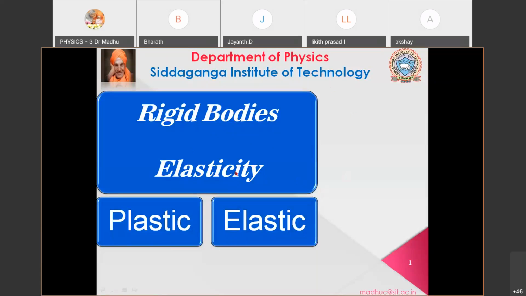So in elasticity, there are two things: one is plastic and then elastic. We'll be more interested in elastic materials than plastic materials. Plastic is also useful, but for our discussion, we'll focus more on the elastic material. What are the examples for plastic? You can take mud, putty, and all those. Those are the examples for your plastic material.